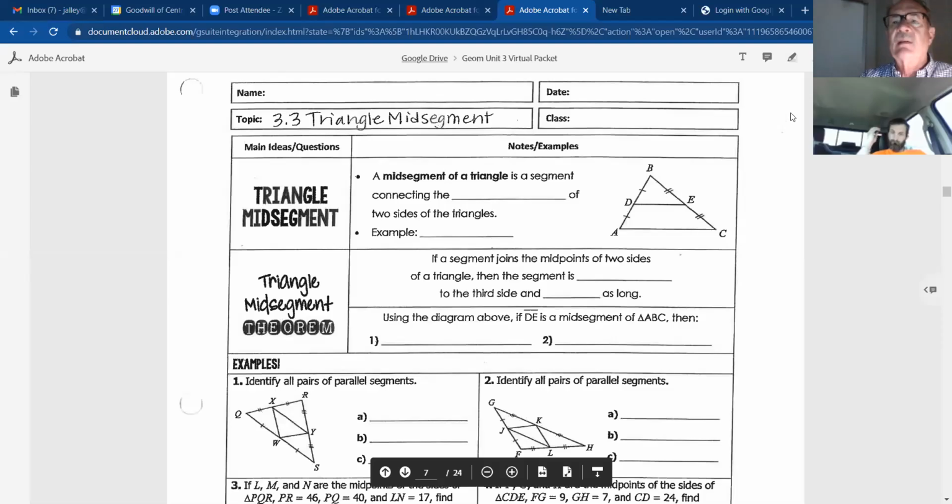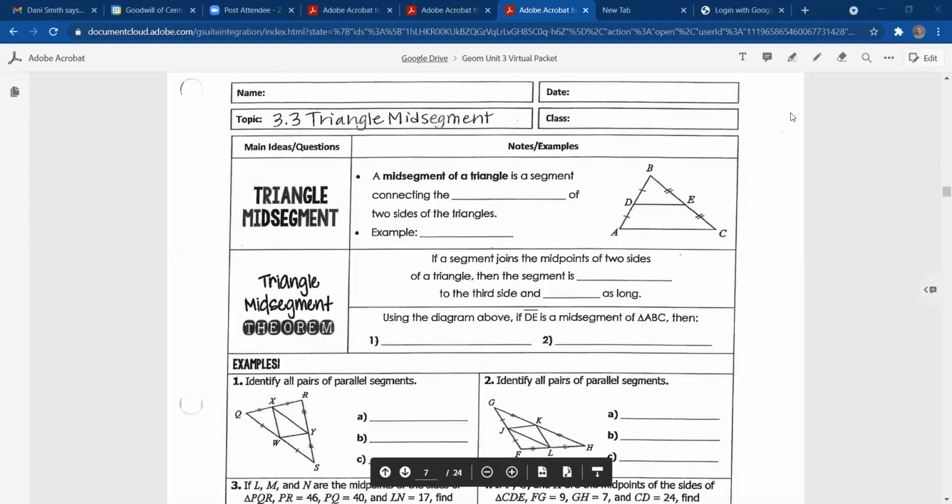All right, the next part of this is another piece of the relationships that they like to find within triangles. It's another theorem called the triangle mid-segment theorem. A mid-segment of a triangle is a segment connecting the midpoints of two sides of the triangle.